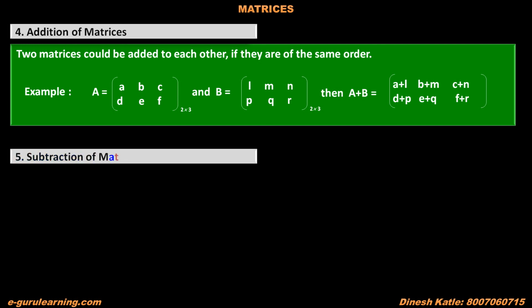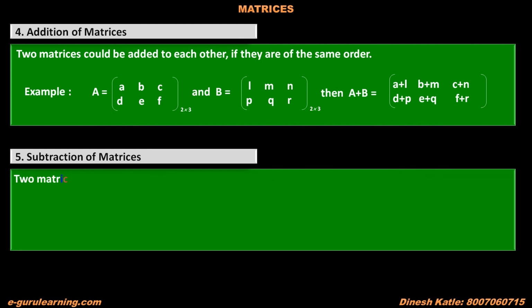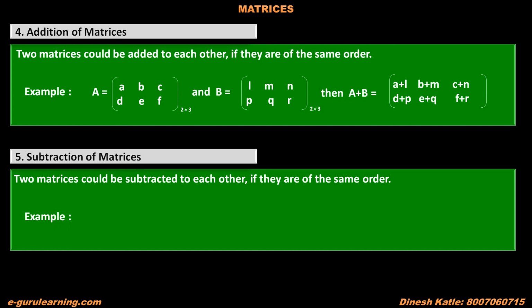Subtraction of matrices. Two matrices could be subtracted from each other if they are of the same order. Example, matrix A is equal to a matrix of order 2 into 3, having 6 elements, in first row a, b, c, and in second row d, e, f. And matrix B is equal to matrix of order 2 into 3, having 6 elements, l, m, n in first row, p, q, r in second row.